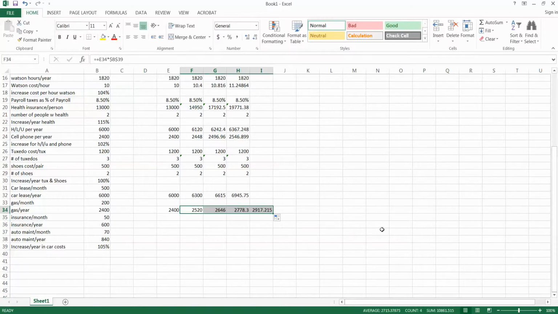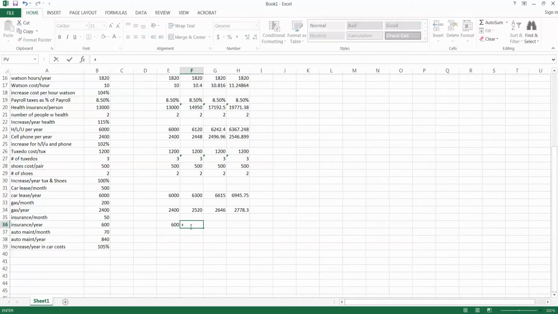Whoops, got an extra year there. We can get rid of that. Our insurance per year is going to be 600, and it's increasing by 5% per year, so we take our prior year times the 105%, which we anchor as usual by highlighting it and pressing F4, and we take that across. We have just one more. You're almost done. Pretty exciting.